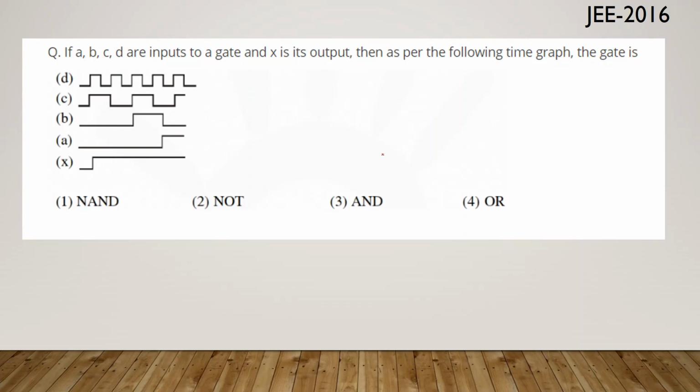This is JEE 2016 question, IIT JEE 2016 question. He has given this waveform. He said that A, B, C, D are inputs, and X is output. So he has given the graph. You have to identify which gate this one is.